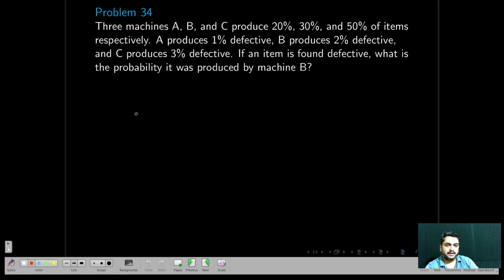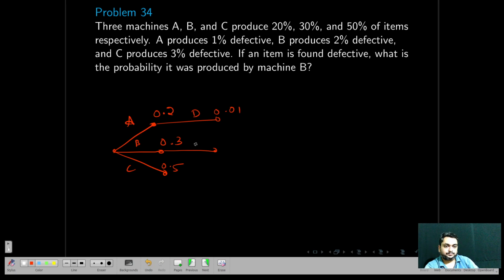Next, 3 machines A, B, C produce 20%, 30%, 50% of the items. The total will be 100%. So it's a conditional probability question. A produces 20%, meaning 0.2, B is 0.3, C is 0.5. A produces 1% defective, D is 0.01. B produces 2% defective, and C produces 3% defective, 0.03.